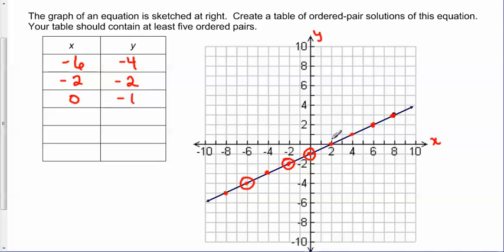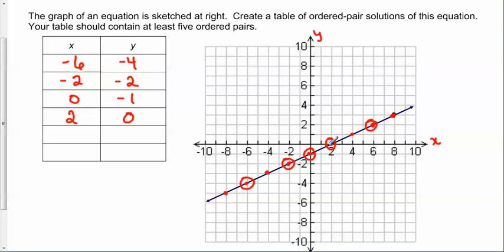Now we can also use this point here. That's our x-intercept. That's where it crosses the x-axis. I go 2 in the x direction, but I don't go anywhere in the y direction, so that one would be 2, 0. And it looks like we still need at least one more. They said they want us to have at least 5 ordered pairs, but I've got space for 6, so I'm going to do 6. We could use this one right here.